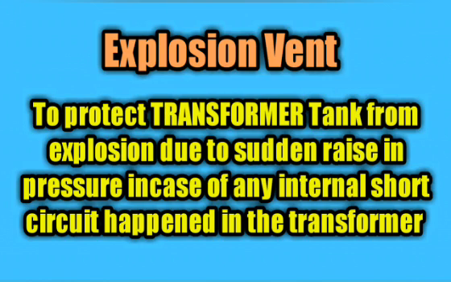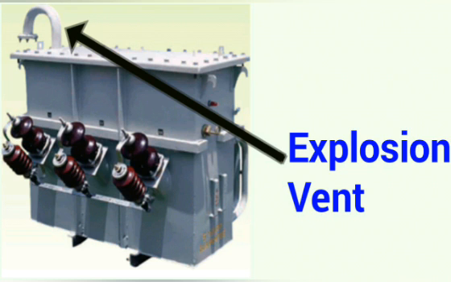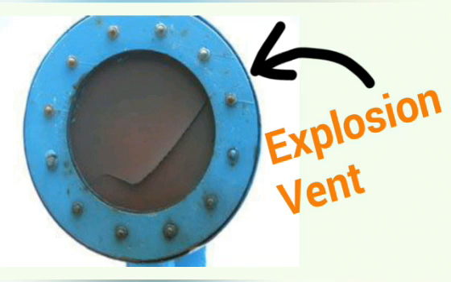The function of explosion vent is to protect the transformer tank from explosion due to sudden rise in pressure in case of any internal short circuit in the transformer. It is for emergency purposes. It works when breather and Buchholz relay are not working. Then oil expands with excessive heat and it leads to the transformer tank blast.